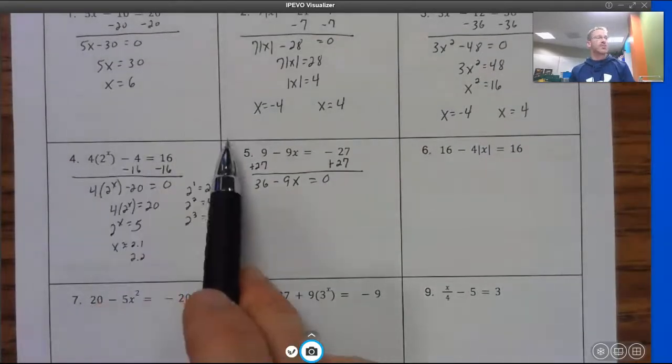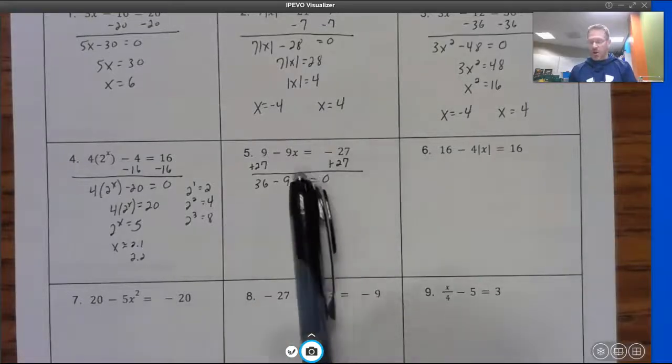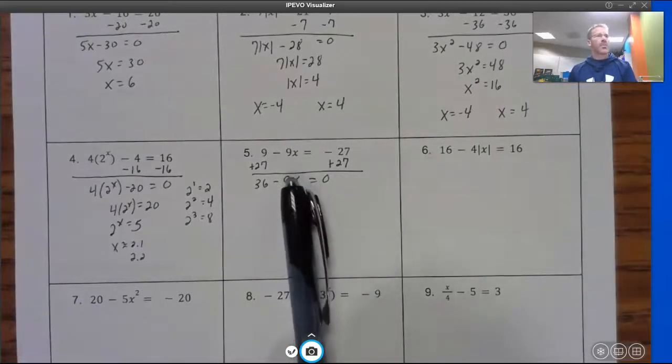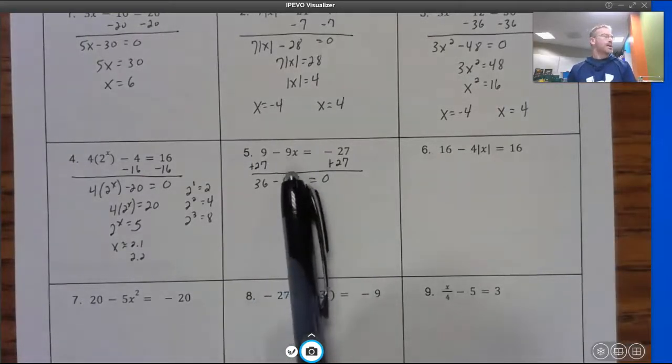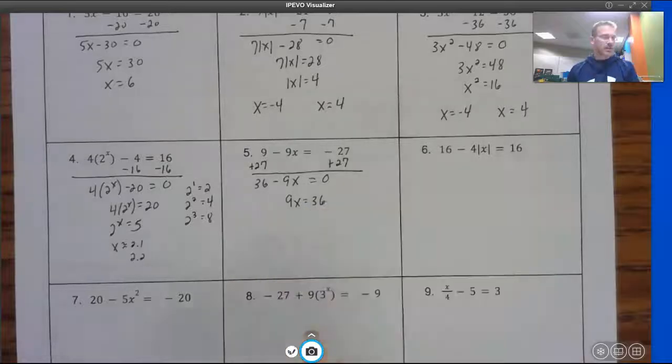It may not. So make sure you pay attention, number to number. All right, now we're back to that 0 property. There we go. Get the right word out of there. All right, so 36 minus what is 0? 36 minus 36 is 0. So that means 9x has to be 36.